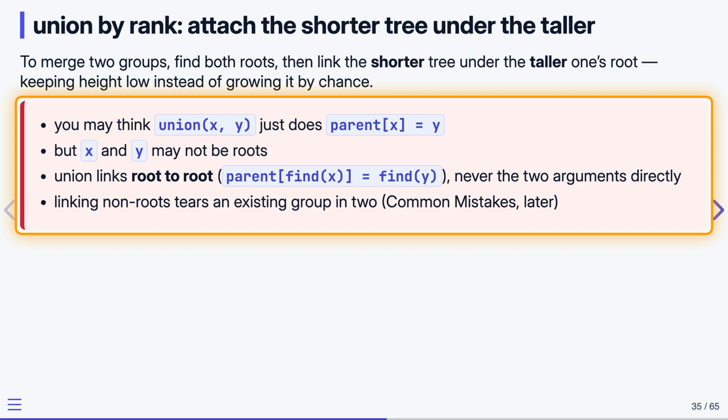Watch out for one thing. You may think union of x and y just sets parent at x to y, but x and y may not be roots. Union links root to root, never the two arguments directly. Linking non-roots would tear an existing group in two.